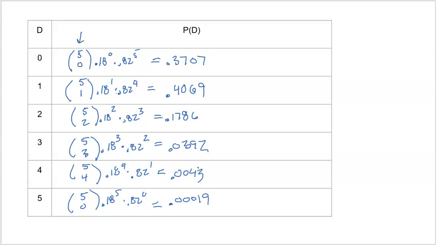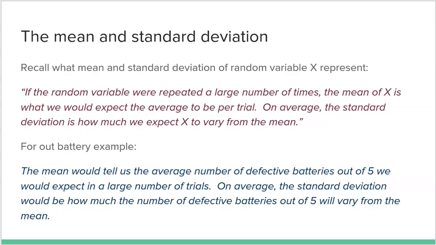All right, guys, so that's how to make a probability model. But remember, that's not even what this video is about. This video is all about finding the mean and standard deviation, the parameters of the random variable. So let's do a quick recap on what the mean and standard deviation of a random variable are. If the random variable were to be repeated a large number of times, the mean of x is what we would expect the average to be per trial in the long run after many, many times. It's basically saying on average. The standard deviation is how much we expect x to vary from the mean.